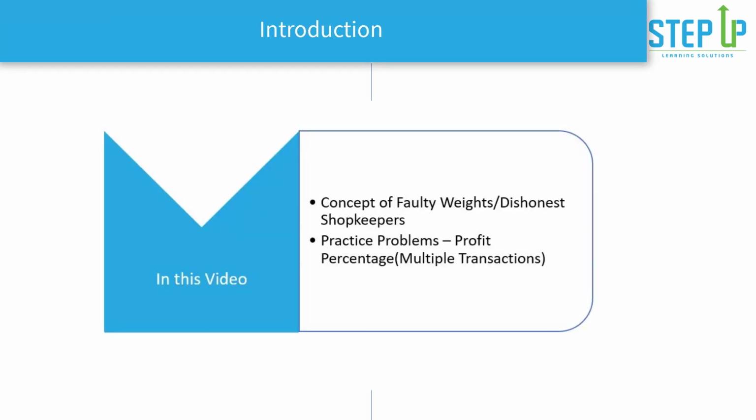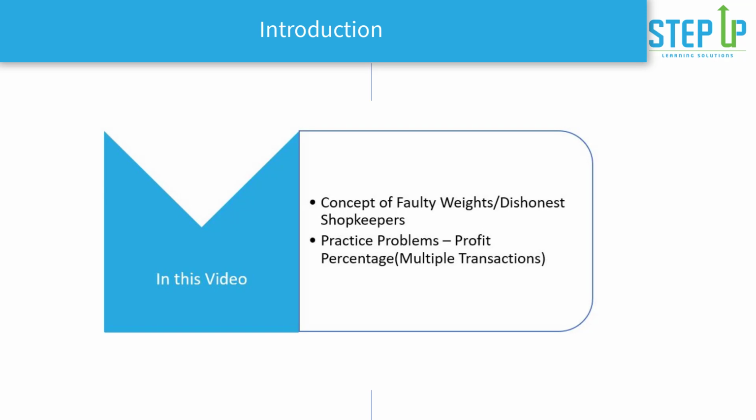Hello and welcome to this second video on profit, loss and discount. In this video, I'll specifically deal with the problems of faulty weights or dishonest shopkeepers, which you'll frequently see in many aptitude exams. We'll also discuss and take a question on overall profit or gain percentage on the entire transaction when there are 2-3 things happening.